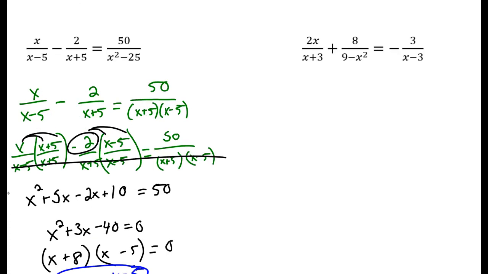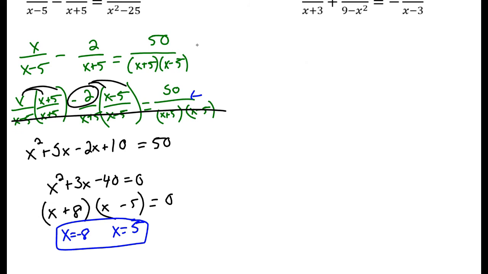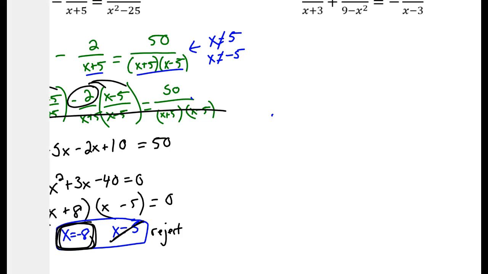But wait a minute, we can't forget to check for extraneous solutions. If we look at this line here, I have to look at my denominators and say, throw out 5 and throw out negative 5, because those would give me 0. So that x equals 5 down there, we reject because it's an extraneous solution. We have to reject this value here because it's an extraneous solution. So my final answer is x equals negative 8.